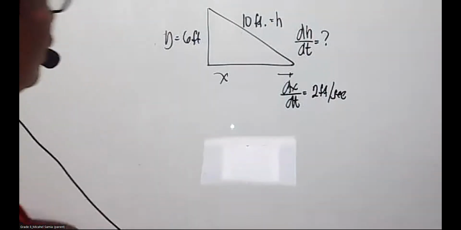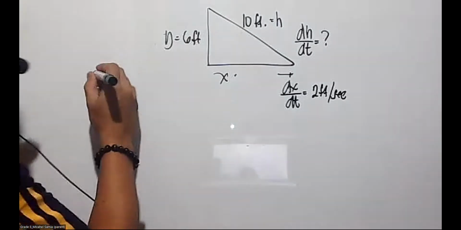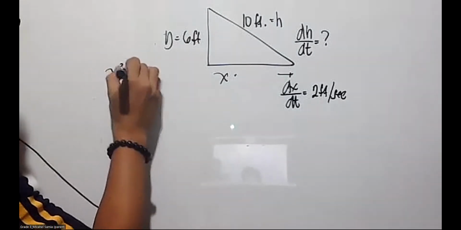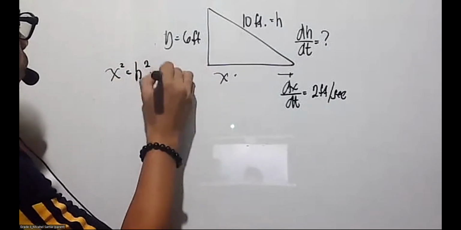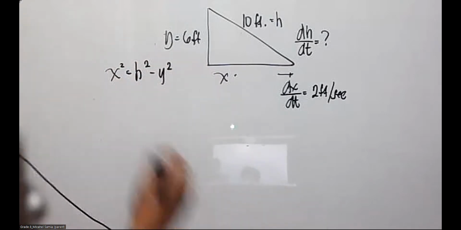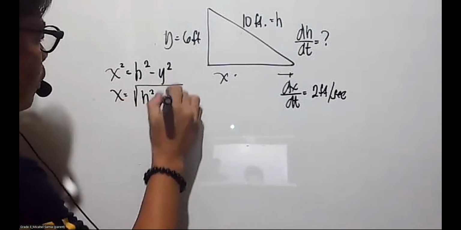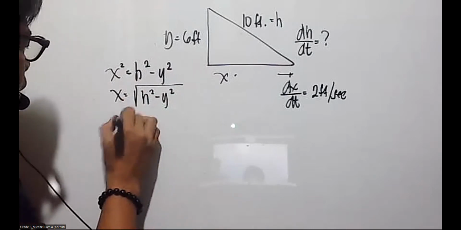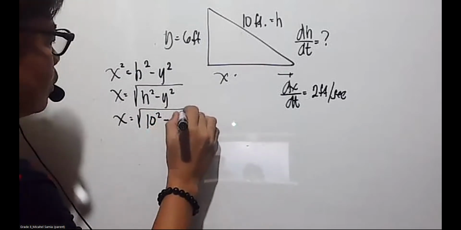Now let us solve first for the value of x. Hopefully you could see it here. x squared is equal to h squared minus y squared. Your x is equal to the square root of h squared minus y squared. Replacing the values, x is equal to the square root of 10 squared minus 6 squared.